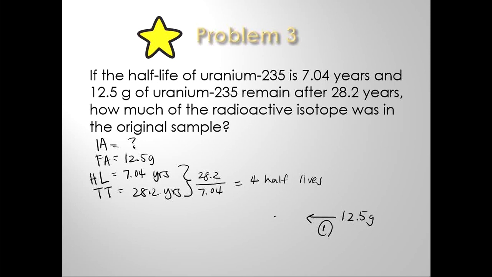So 12.5, remember we're working backwards. So instead of dividing by 2, because we're trying to figure out the original amount, we are now multiplying by 2. So 12.5 times 2 is 25.0. 25 times 2 is 50.0. 50 times 2 is 100.0. And last one, because remember it goes through 4 times, we have 200.0 grams. So what was the original amount? 200 grams.